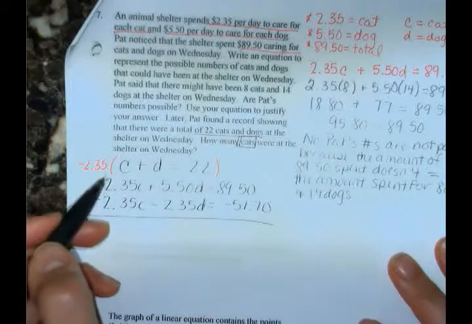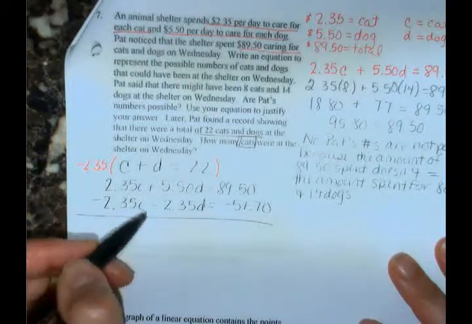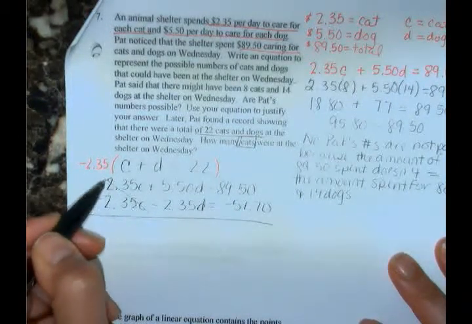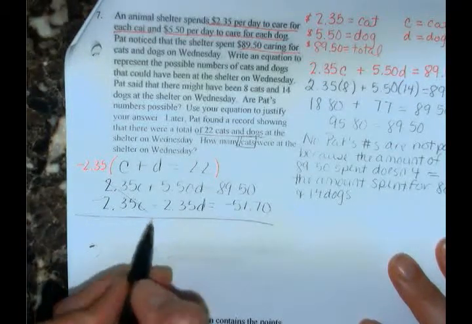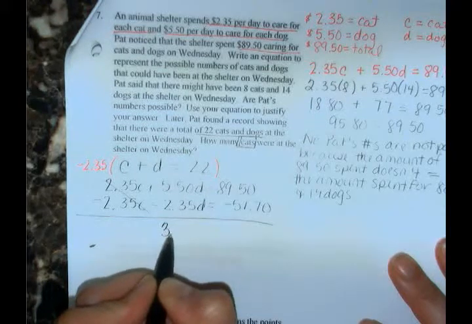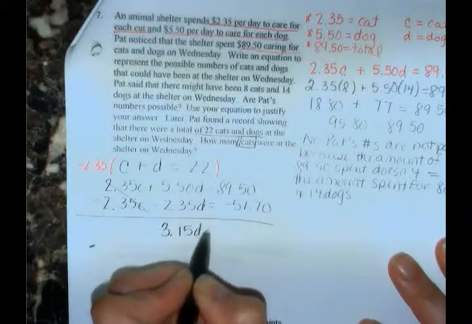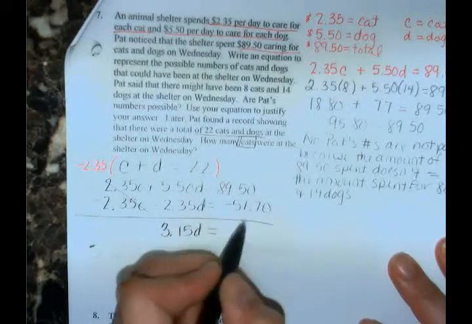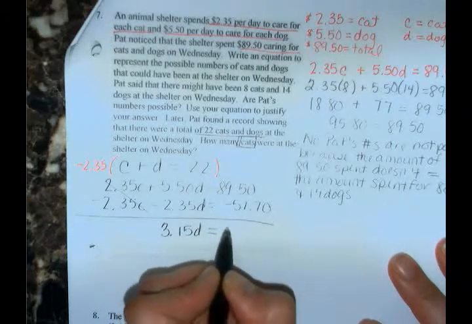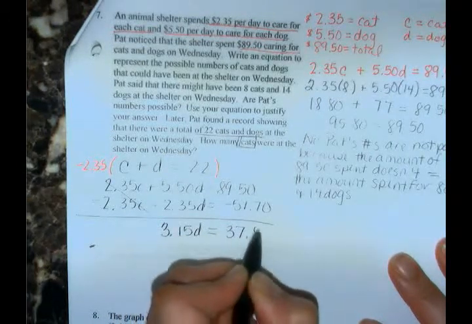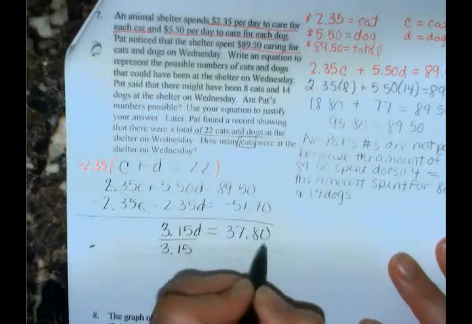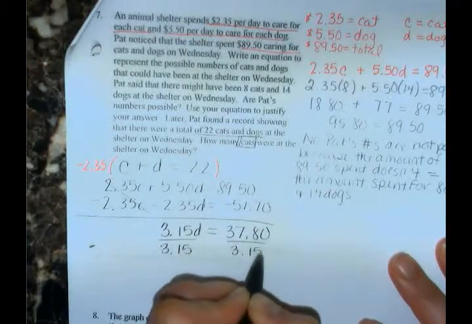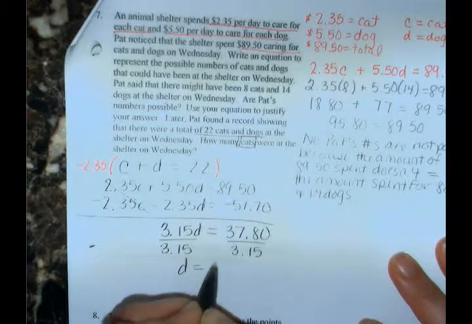And I want to add these together. And you'll notice these cancel out. They are exact opposites. So our C's go away. And I have 5.50D minus 2.35D, which gives us 3.15D equals 89.50 minus 51.70 is 37.80. Divide by 3.15. And D gives us a value of 12.